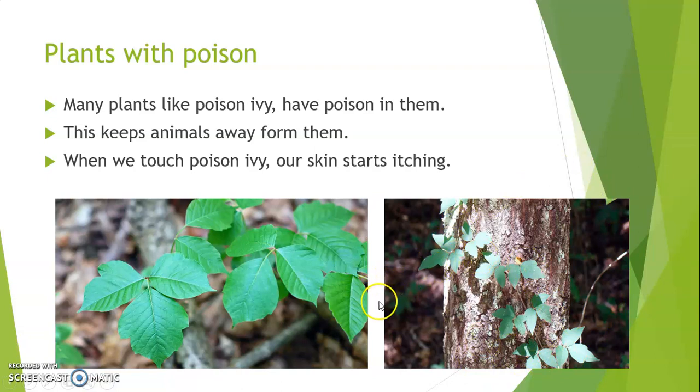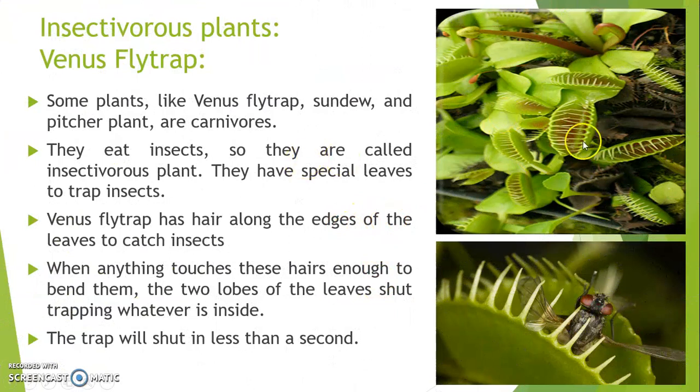Okay, let's see the other plants. The other plants are the insectivorous plants. Insectivorous plants means the plants that eat insects, like you can see in this picture. This is the Venus flytrap. The Venus flytrap has these kinds of lobes in the leaves. They have leaves also, and these lobes contain a lot of hair. It has the opening in between and contains these kinds of hairs, you can see.